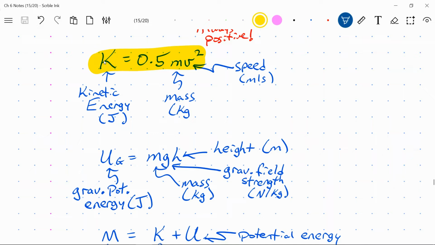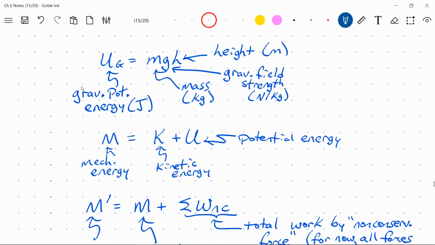Kinetic energy can be 0 if an object is stationary. It can be positive if an object's moving, but there's no third possibility. Kinetic energy can only be positive or 0. In fact, here I'll just make a mention of that. Kinetic energy can only ever be greater than or equal to 0, which is to say it can never be negative. Not so for gravitational potential energy.